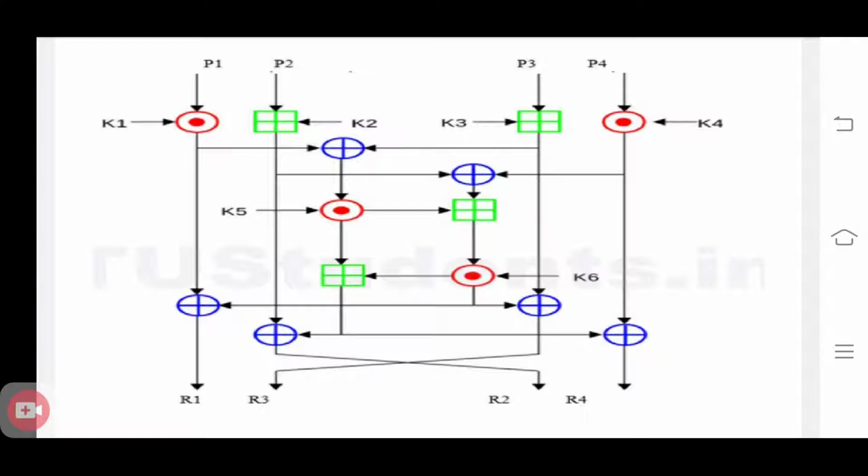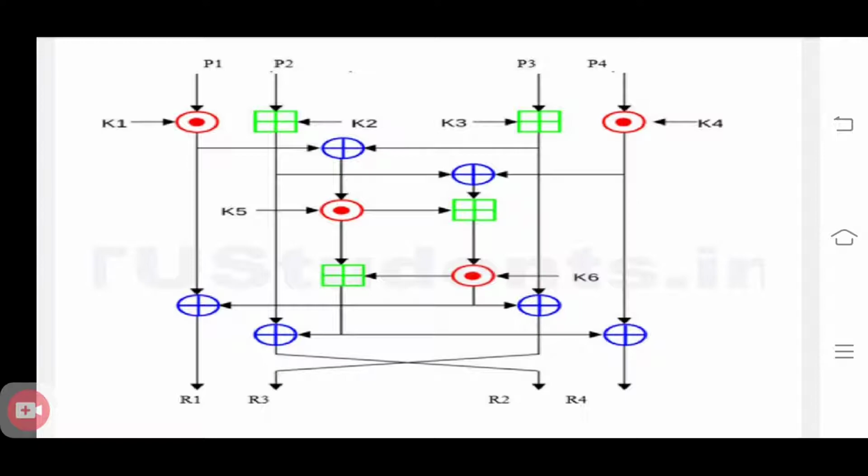You can see that in a particular round, you have 6 keys. K represents the subkeys used for a particular round. So for a particular round, we have 6 subkeys, K1, K2, K3, K4, K5 and K6. Next we have 3 symbols: a red symbol, a green symbol and a blue symbol. The blue symbol is for the XOR operation. The red symbol is for multiplication modulo 2 raised to 16 plus 1. The green symbol is used for addition modulo 2 raised to 16. These are the symbols used for performing the 3 operations in IDEA.